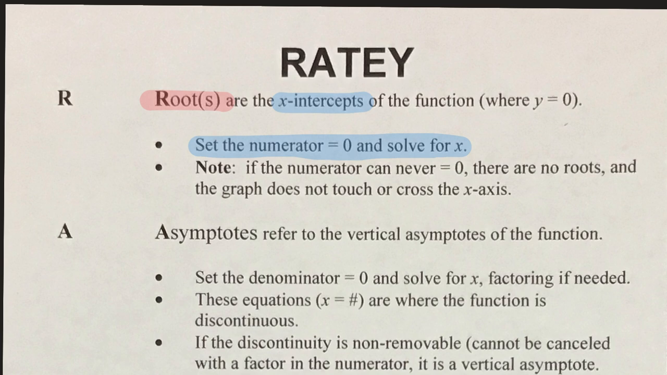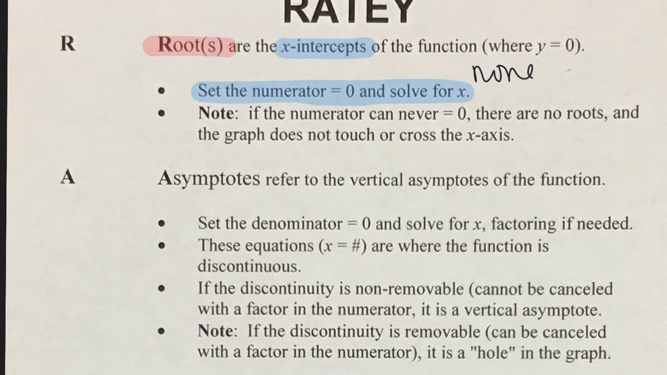Notice the numerator can never equal 0, so none is a perfectly fine answer for the roots. Okay, none is a good answer. That means it doesn't have an x-intercept. The graph does not cross the x-axis, which is perfectly fine for our rational function to not cross the x-axis. Okay, so if there's nothing in the numerator, as we will see in some examples, then we're going to have no x-intercepts, and none is the correct answer.